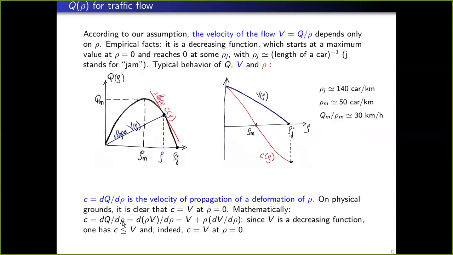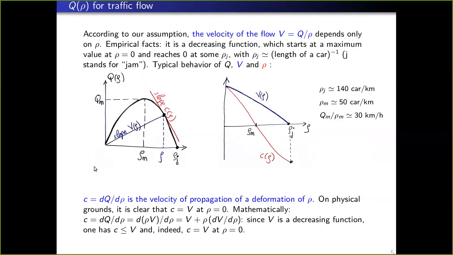One can do some math to check that. Remember, C is dQ d rho. It's d of rho V over d rho, because Q is rho V. And the derivative of this is V plus rho dV d rho. Since we've seen that V is a decreasing function, dV d rho is negative, and C is always lower than V, as on the plot here. And indeed, at rho equals 0, C equals V. So this is the typical behavior expected for the quantities Q, V, and C for a traffic flow.